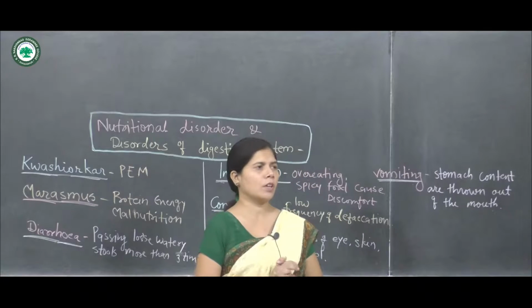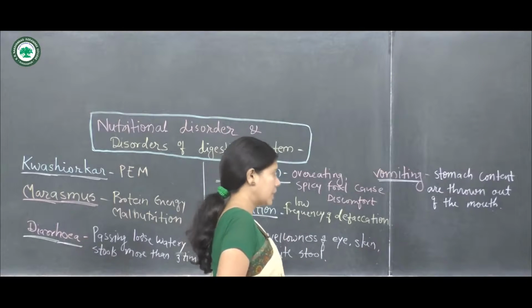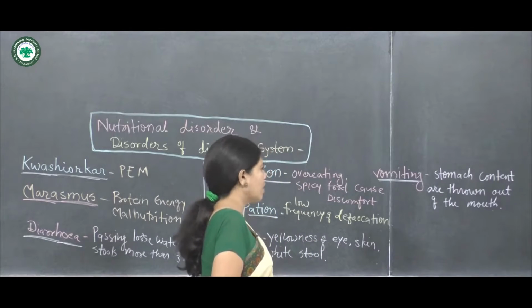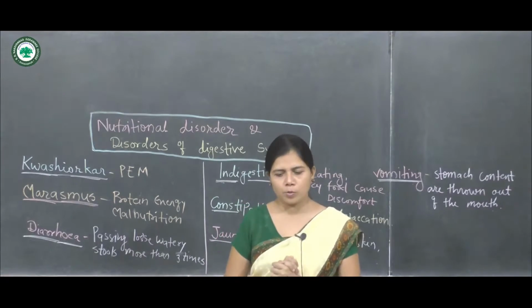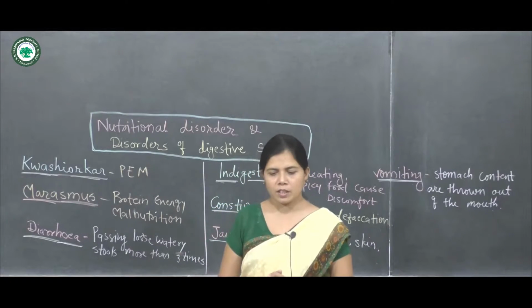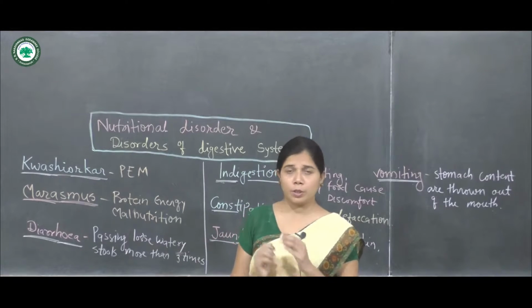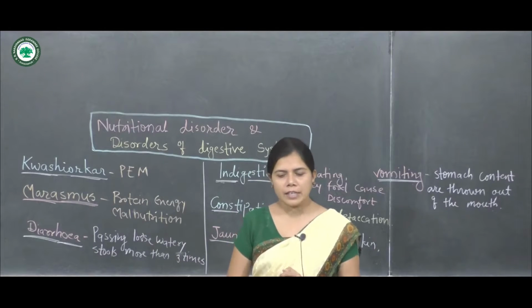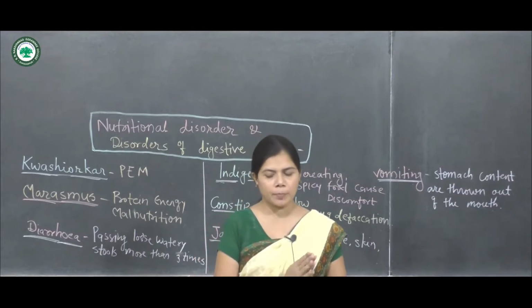And the last disorder of the digestive system is vomiting. It is a very common disorder of the digestive system. In this condition, the stomach contents are thrown out of the mouth due to reverse peristaltic movement of the gastric wall. It is controlled by the vomiting center of the medulla, and is typically associated with nauseating feelings.